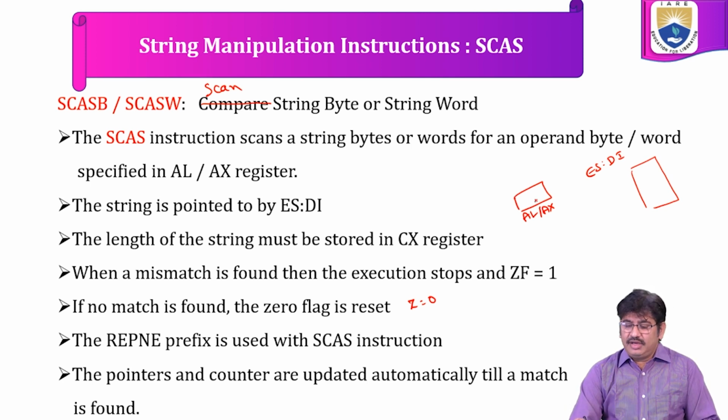First, the element which is present in AL or AX will be compared with the first element of the destination string, which is pointed with ES:DI. If these two are not equal, then it proceeds to compare the next element, and the next, like this till the end. At any point, if a match is found, then the execution will stop.